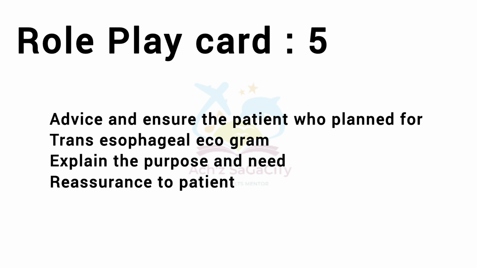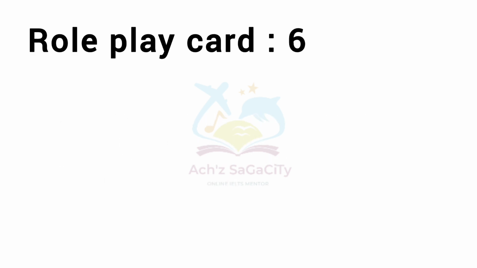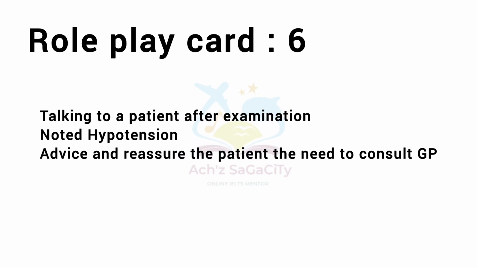Okay, now about the fifth one, advise and reassure the patient who is planned for transesophageal echocardiogram. We need to explain the procedure to the patient, the need for that, and also we need to reassure the patient. Next card, sixth one, talking to a patient after the examination. We already completed the examination, so we don't want any introduction. Patient is noted with hypotension, so we need to advise and reassure the patient about the need to consult a general practitioner. Okay, so that's about the 6 different role play cards.